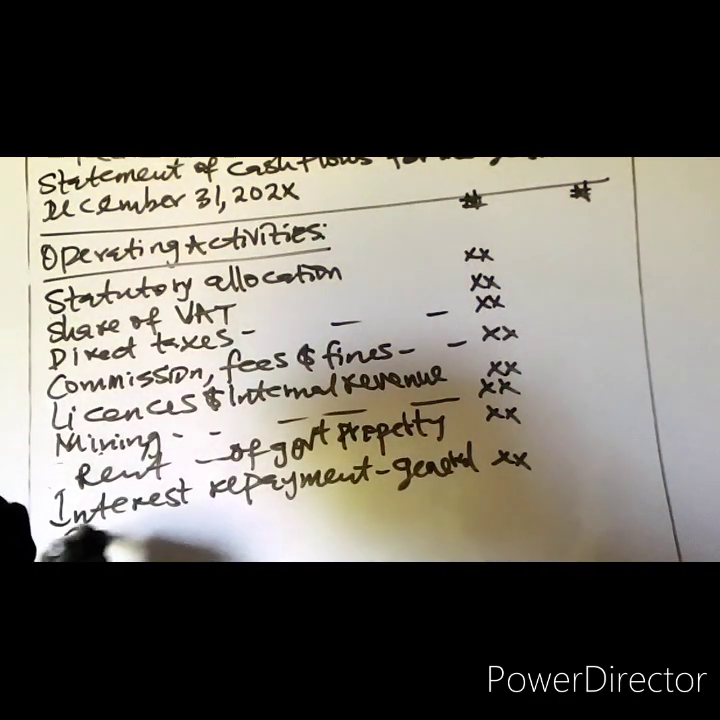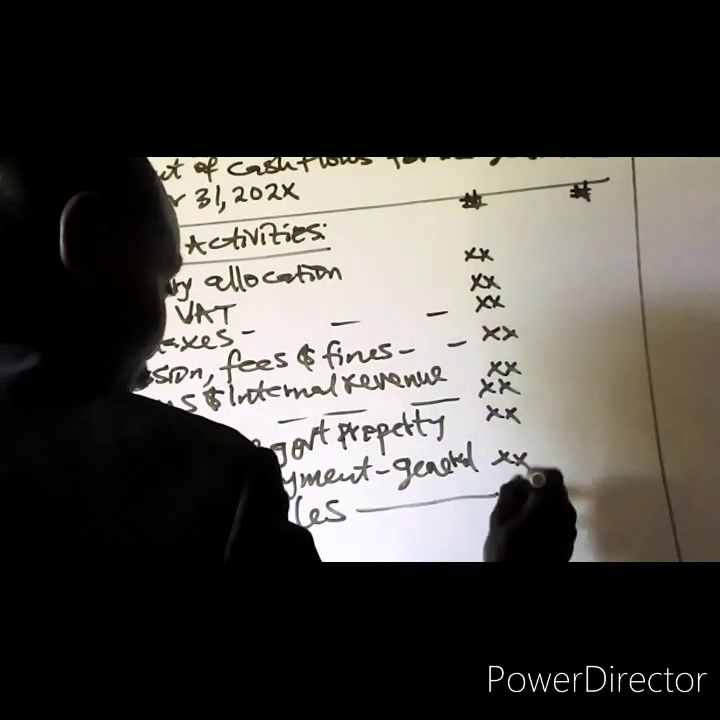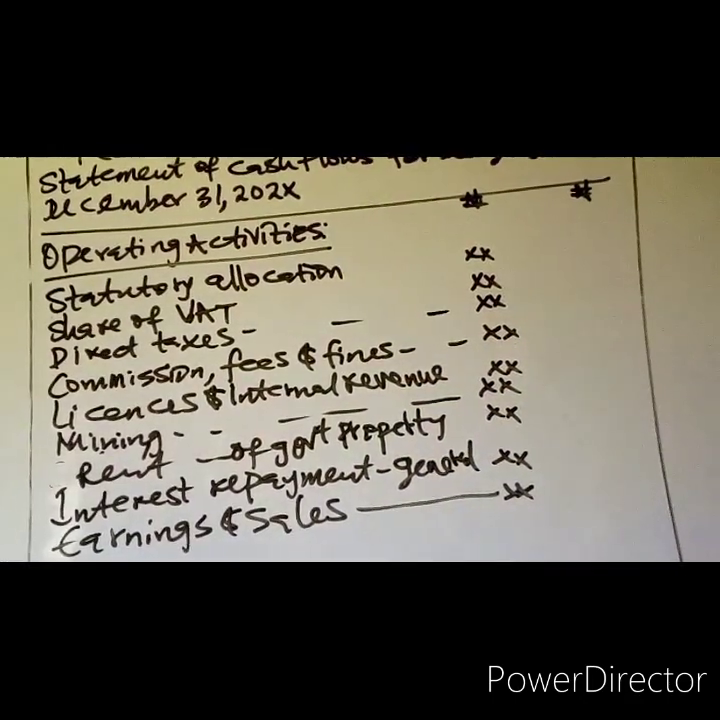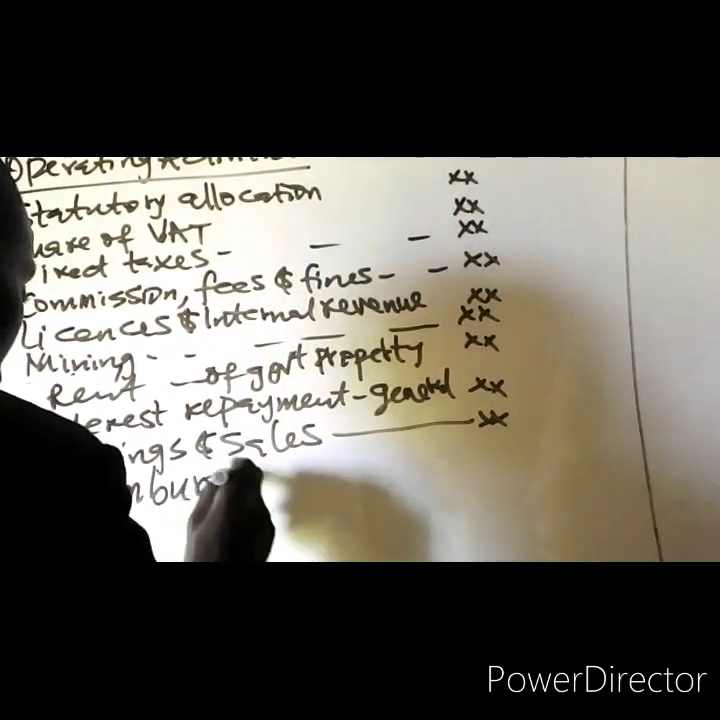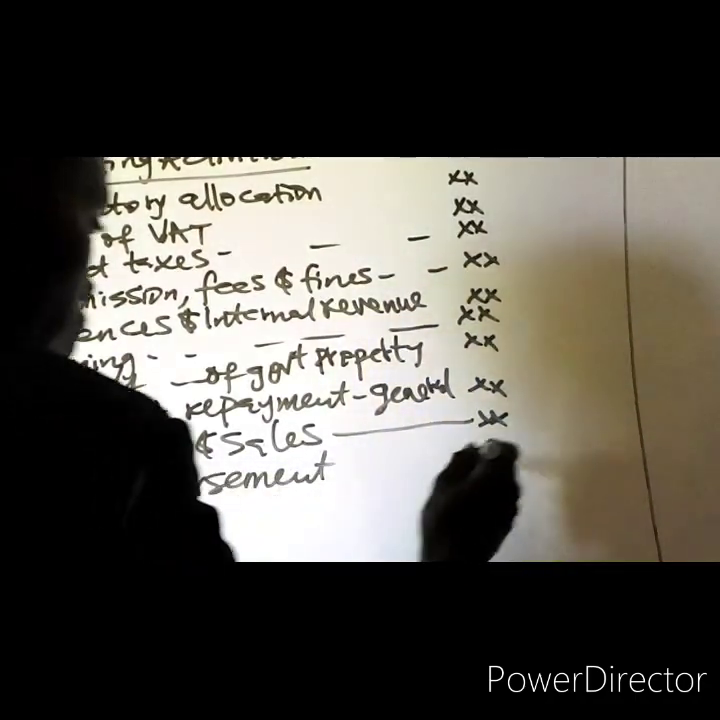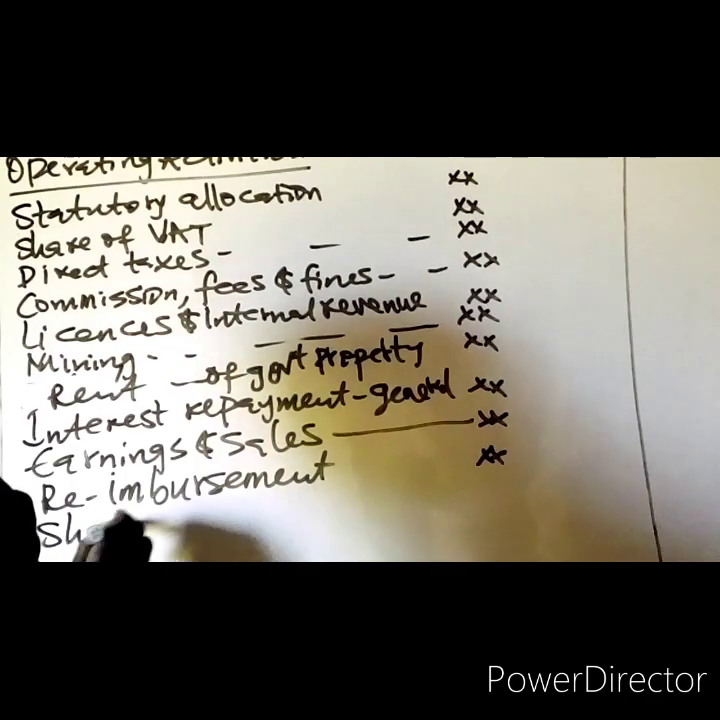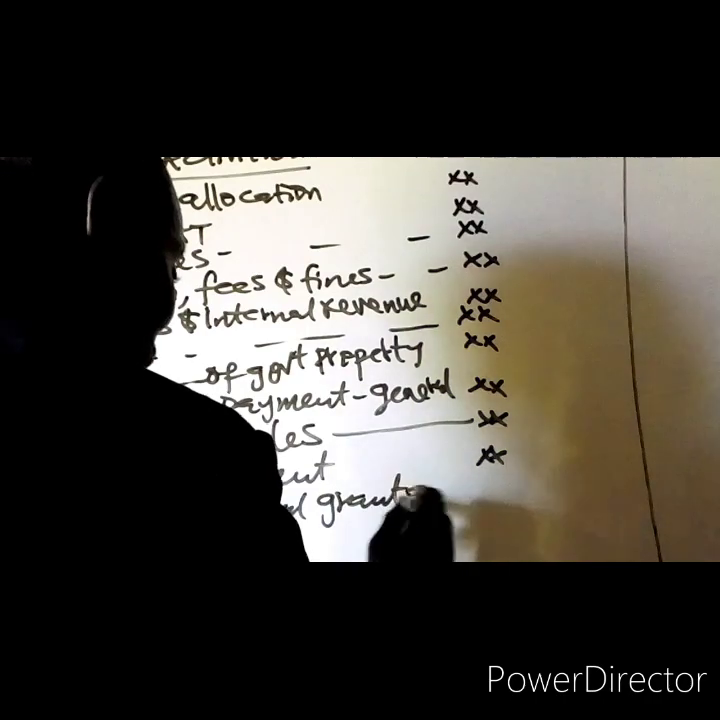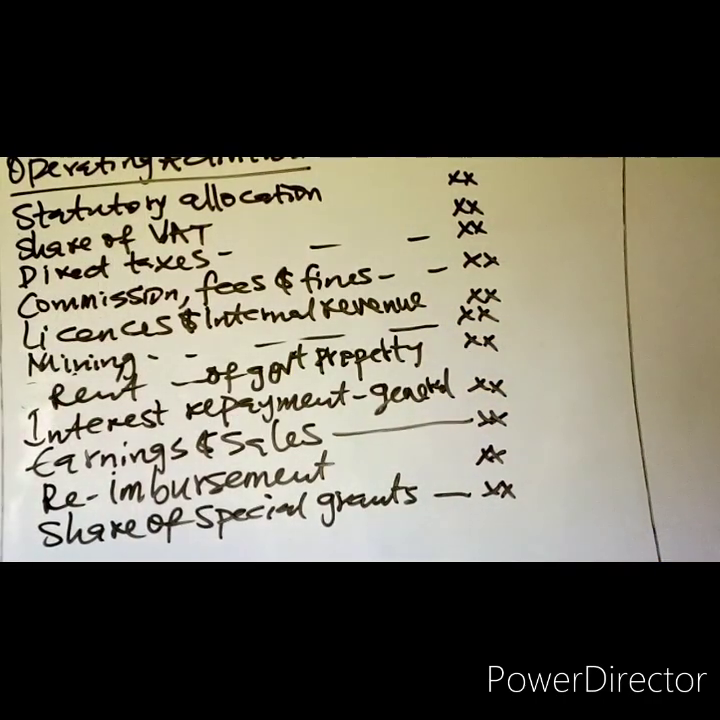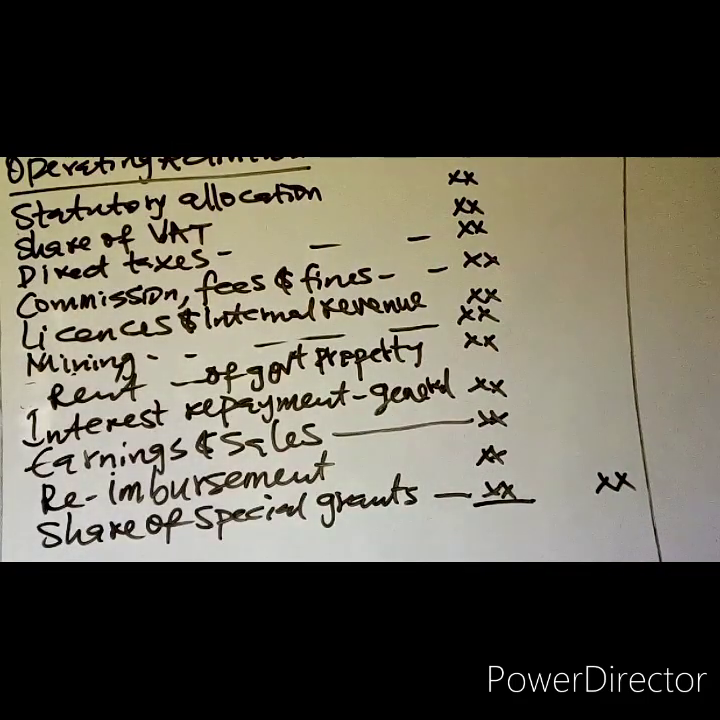Earnings and sales is another one. Then we have reimbursement. Then we have share of special grants. So all these are revenue. So when you sum it up, you have the total receipts from revenue.